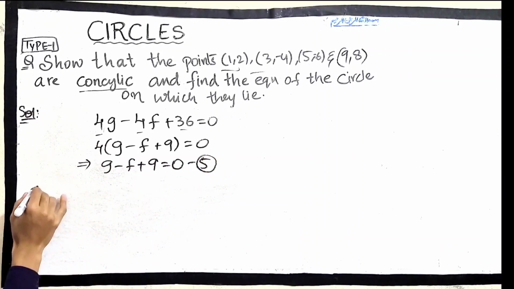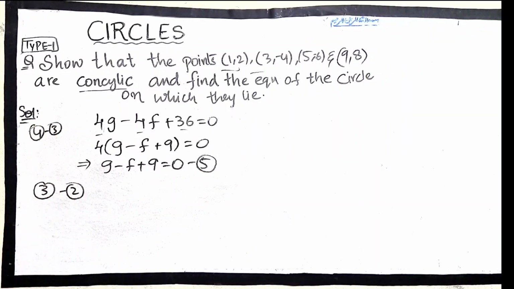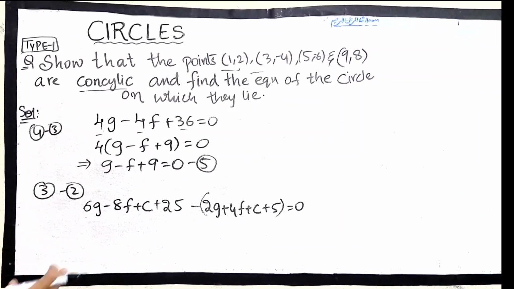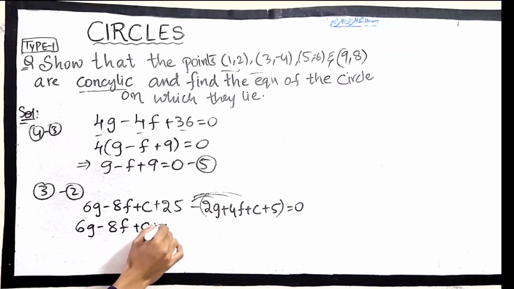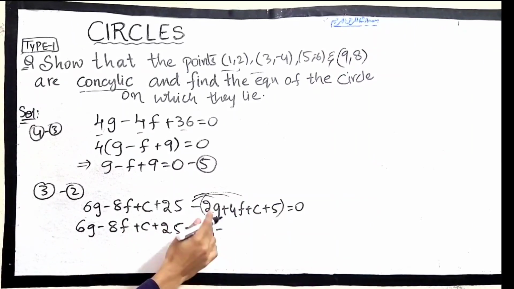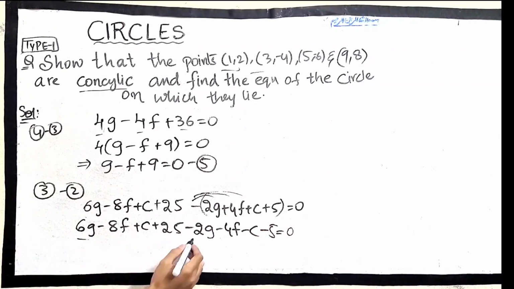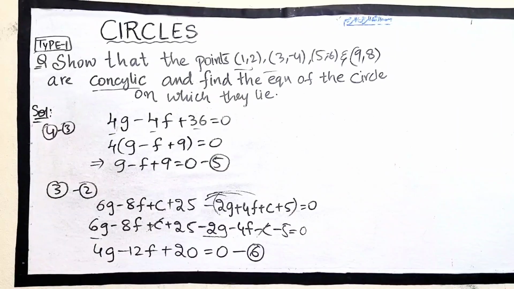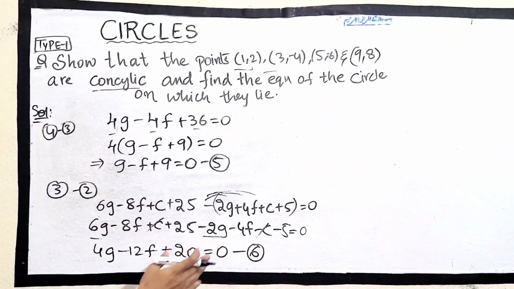Now we just need to do equation 3 minus equation 2. When we did equation 4 minus equation 3, we got equation 5. And when we do 3 minus 2, we will get one more equation called 6. So here is the equation 3 and this is the equation 2. Just multiply the minus sign. So what will it be? 6g minus 8f plus c plus 25, minus into plus is minus 2g, plus into minus again minus 4f, plus into minus is minus c, and minus 5 equal to 0. Now just cancel the similar terms. Plus c and minus c get cancelled and 6g minus 2g is 4g. And name this equation, 4g minus 12f plus 20, as equation 6.